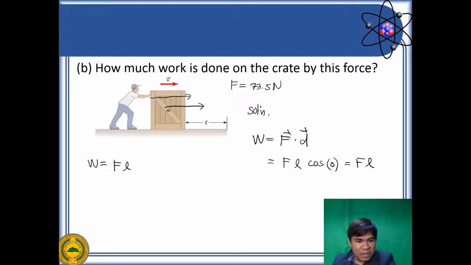Now, we can simply substitute the corresponding values. So we have 73.5 Newton and the distance, which is 4.5 meters. And if you calculate the product of these two, the answer is just equal to 331 joules. That's the work.